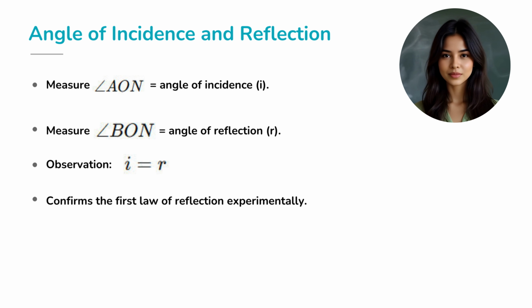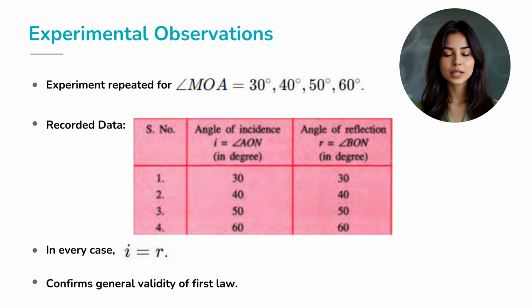careful eyes. Now we don't stop at one measurement, no scientist trusts a single reading. So we repeat this experiment for incidence angles of 30, 40, 50, and 60 degrees. Here's the observation table. When I equals 30 degrees, R equals 30 degrees. When I equals 40 degrees, R equals 40 degrees. When I equals 50 degrees, R equals 50 degrees. When I equals 60 degrees, R equals 60 degrees.